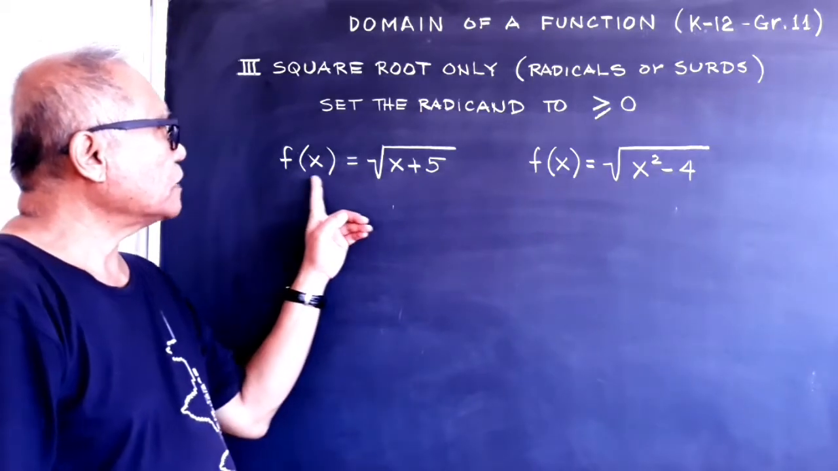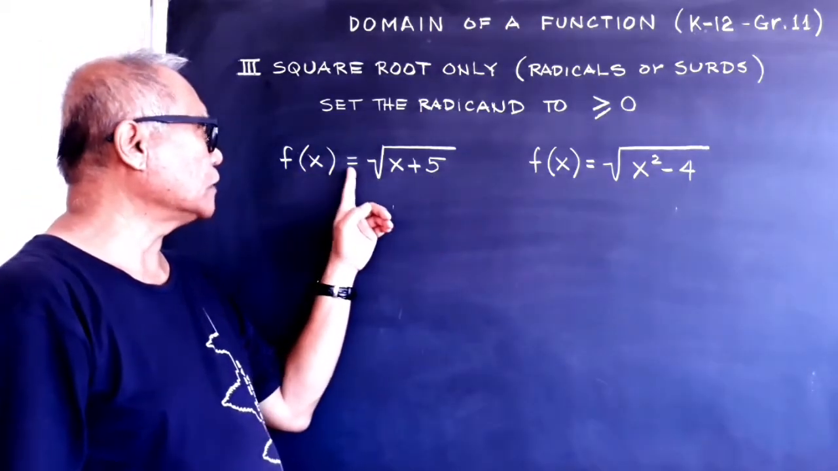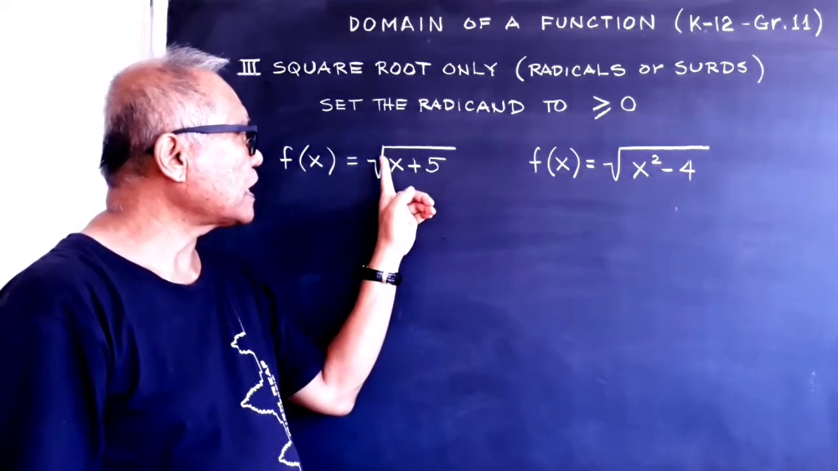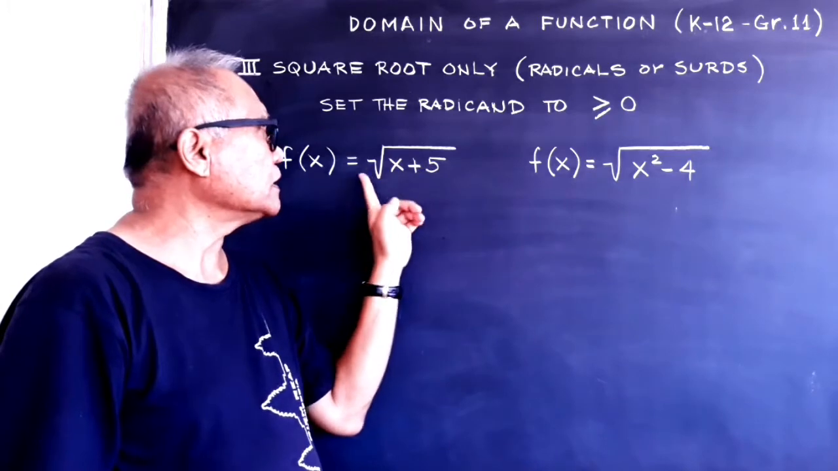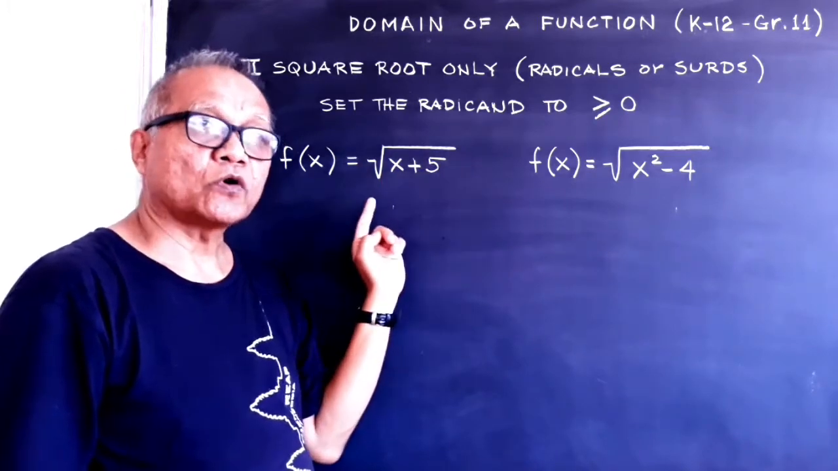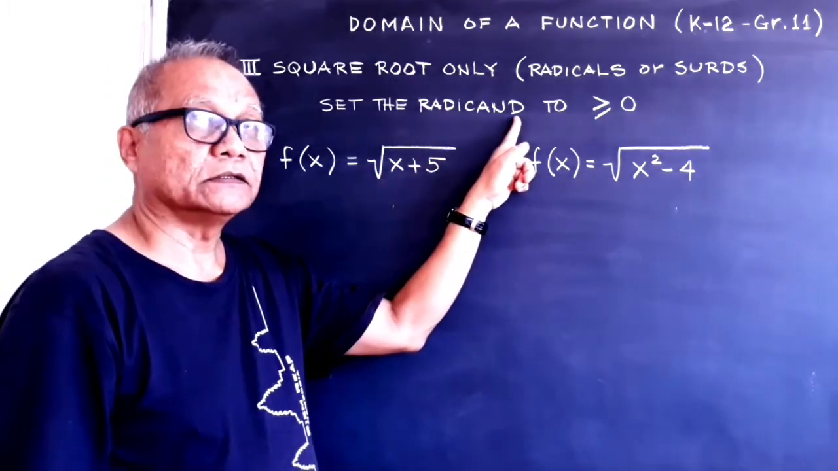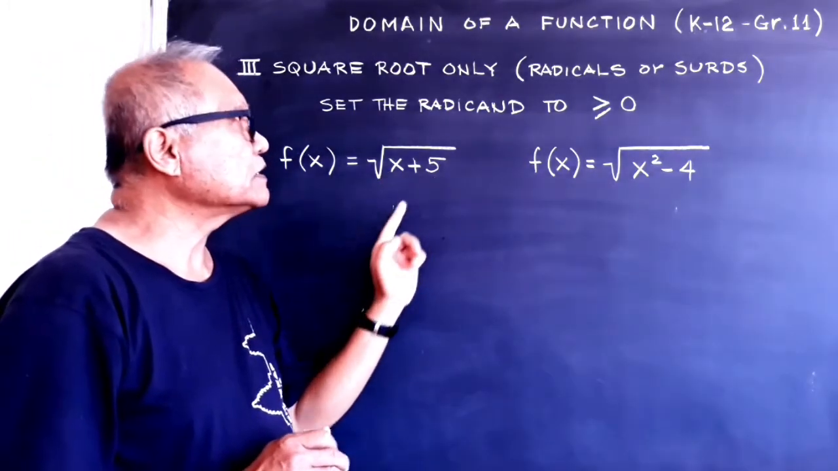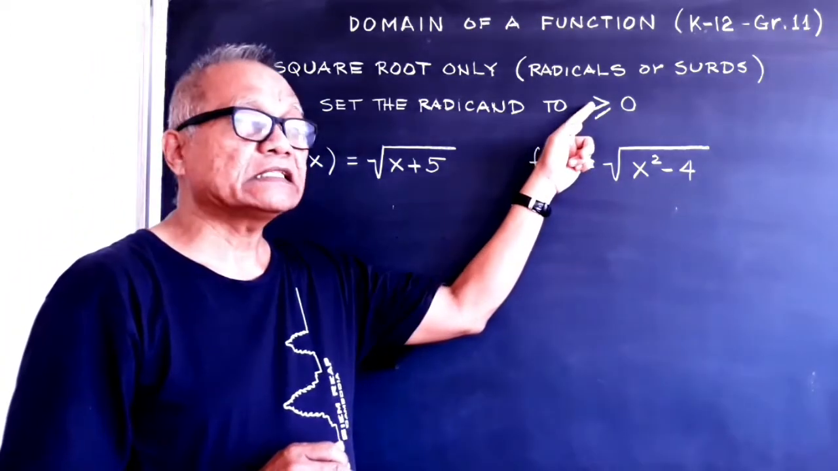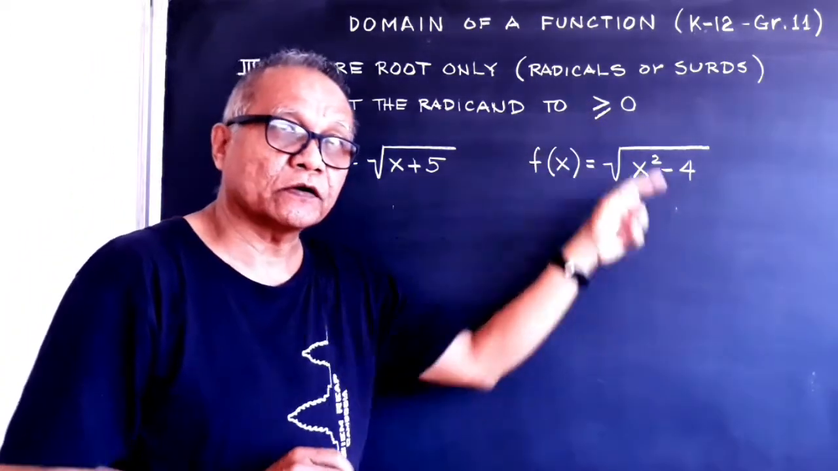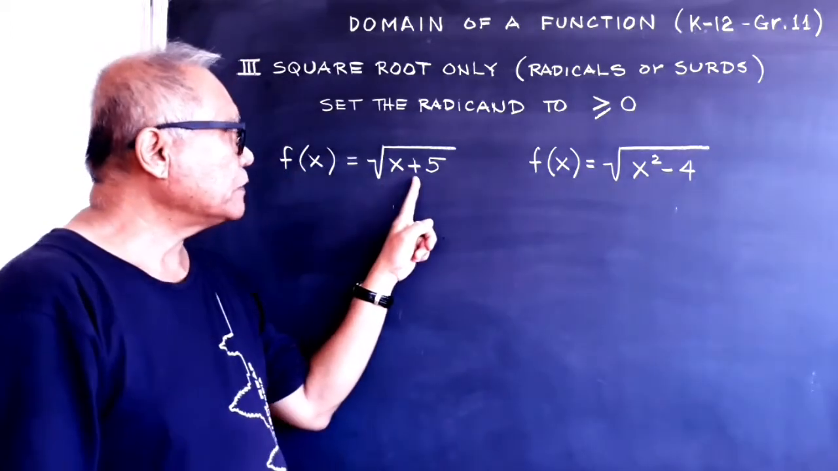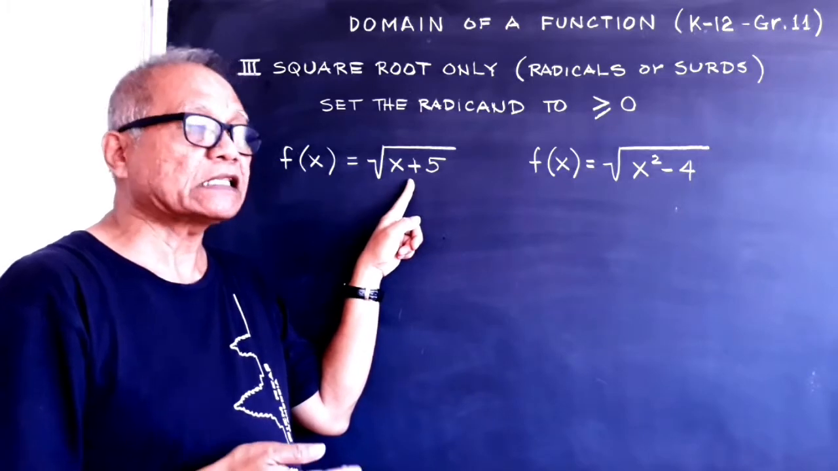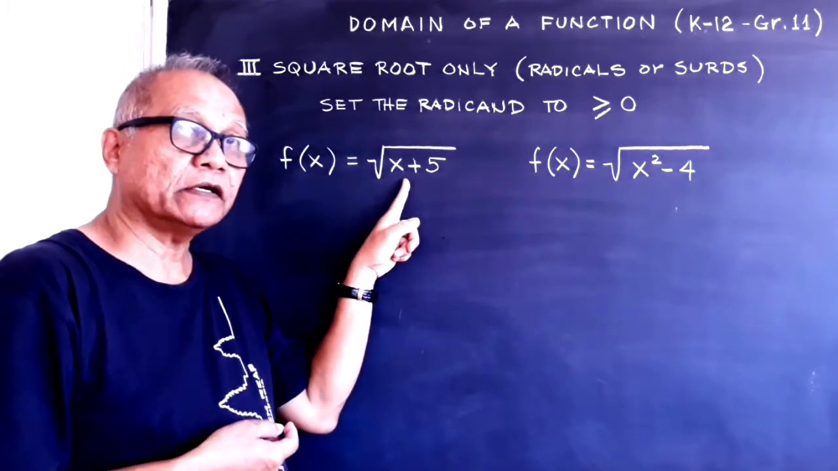Now, if we have this function y equals square root of x plus 5, this part here inside the radical sign is called the radicand. So we are just going to get the radicand and set it to greater than or equal to 0. Because we can have a 0 here, we can have an answer of 0. It is not in the denominator, so we can have 0 here.